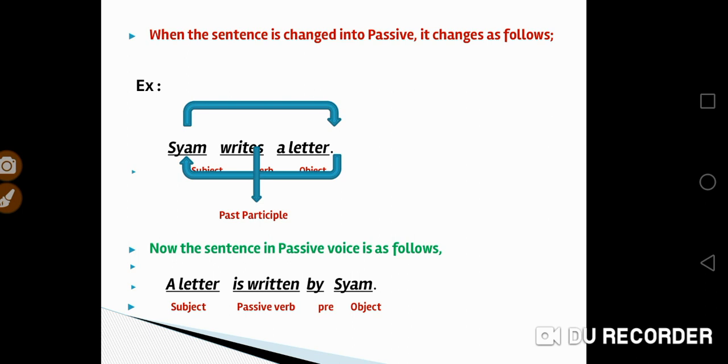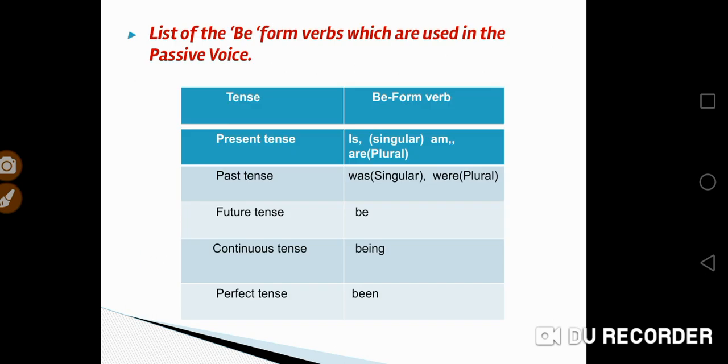While changing the sentence into passive, a letter becomes the subject and Shyam becomes object and writes, which is the verb in simple present, becomes is written. And the sentence will be written like this. A letter is written by Shyam.